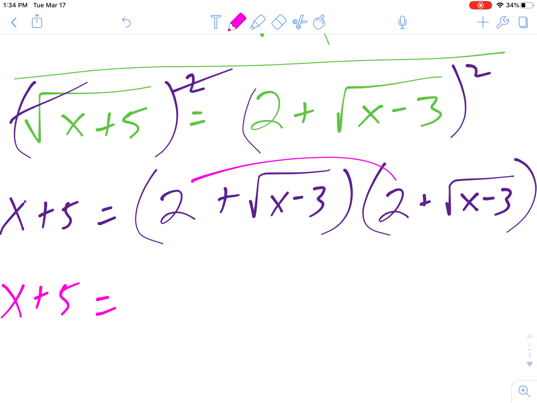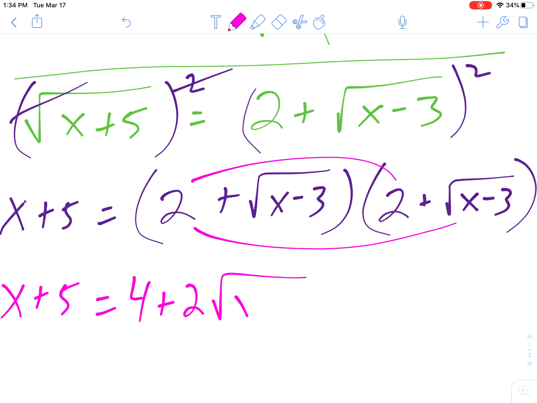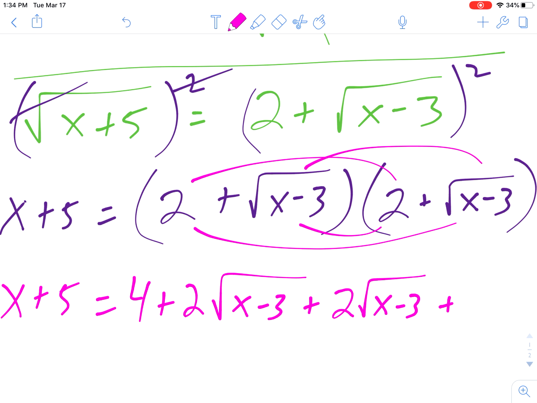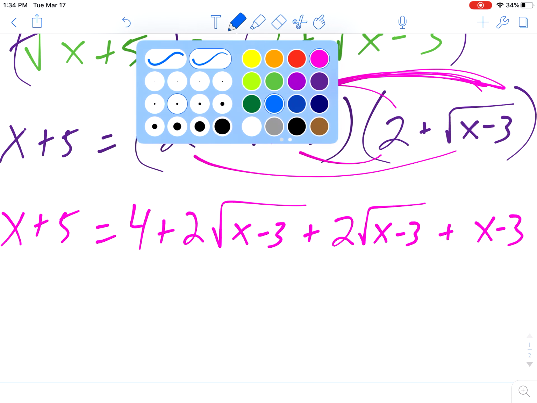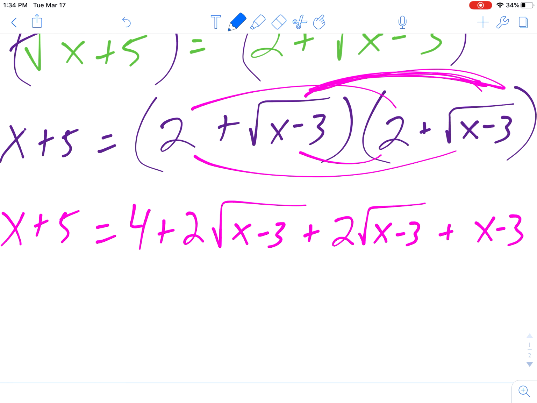But this times this is 4. This times this is 2. In front of that, this is the same thing. And those are actually like terms. And then the square root of x plus 3 times itself, or the square root of x minus 3 times itself, is just x minus 3. And then it's just like terms, we just have to put these like terms together.